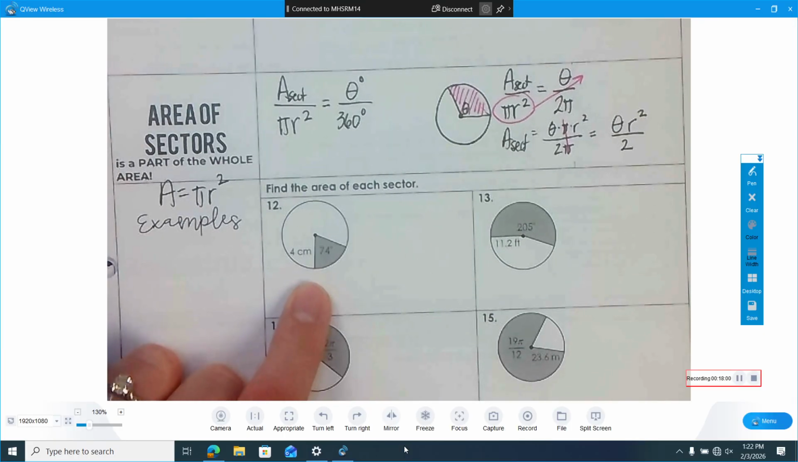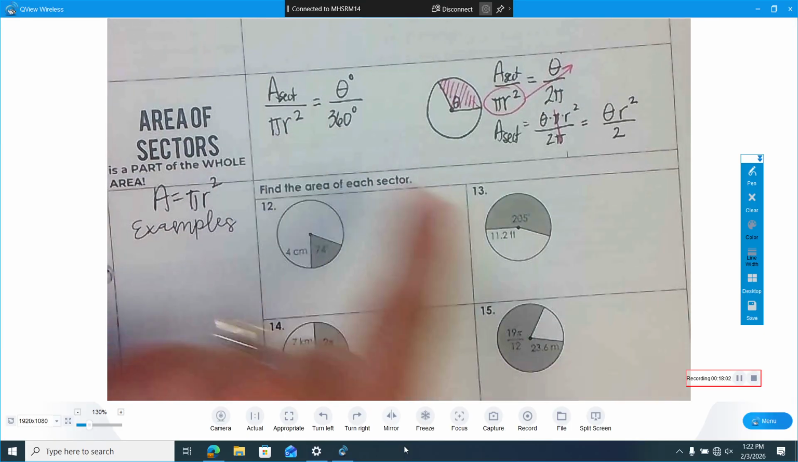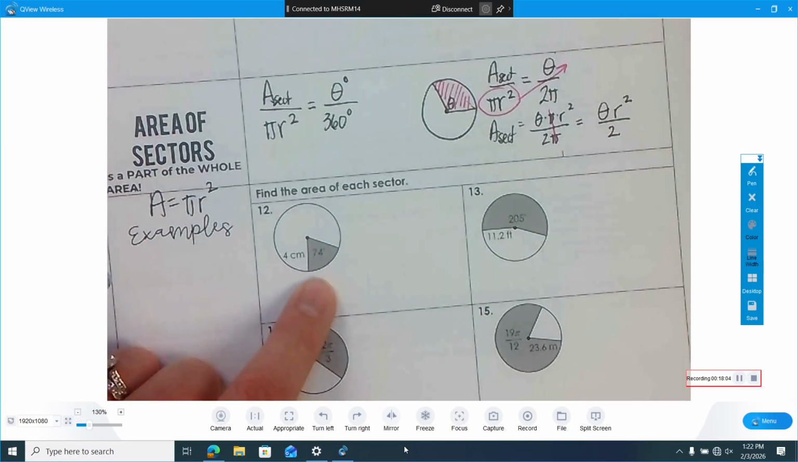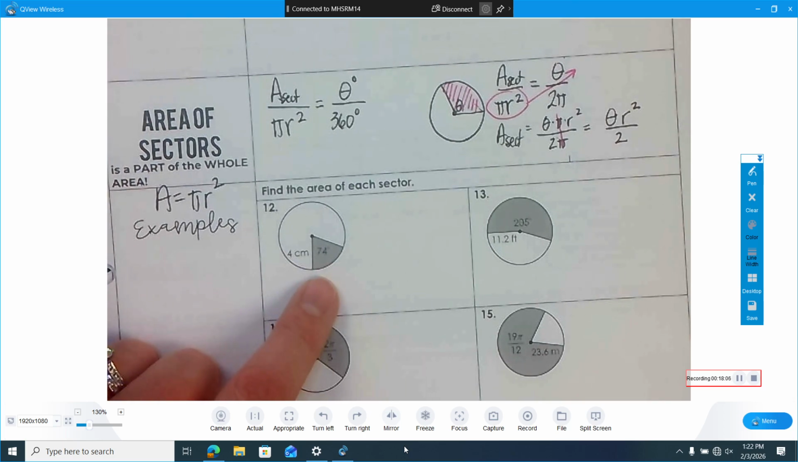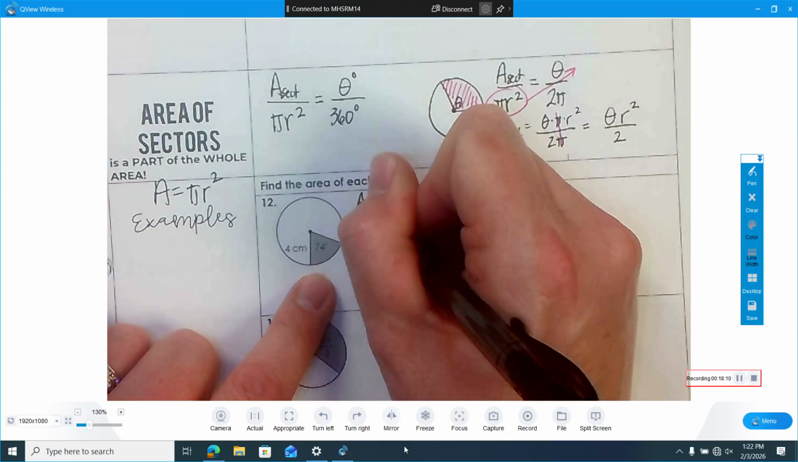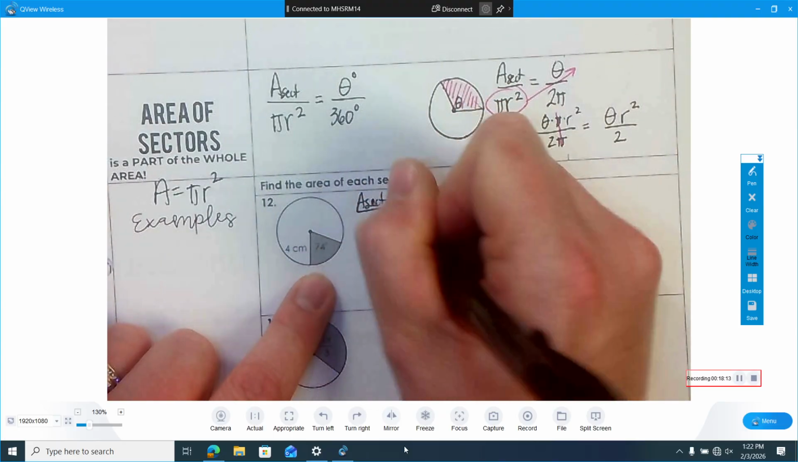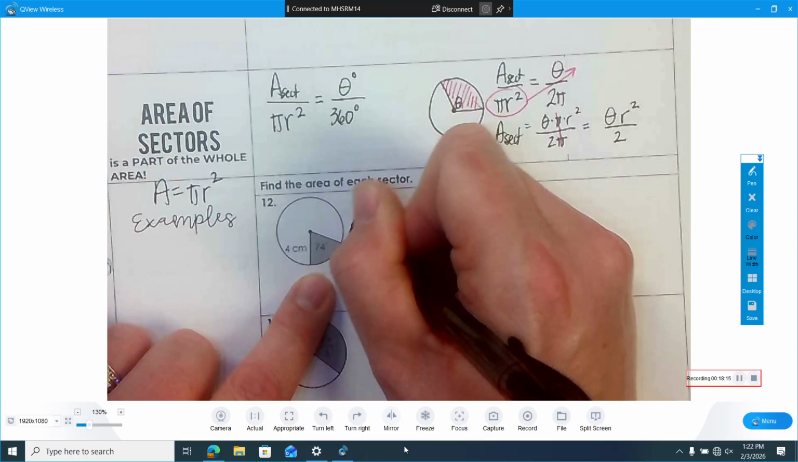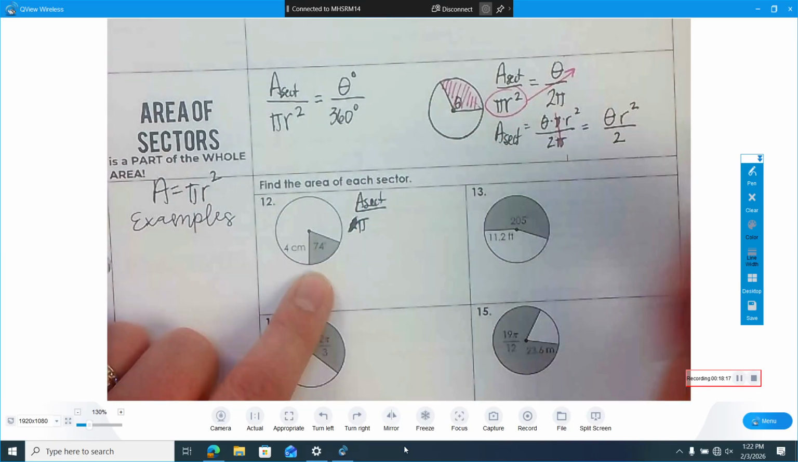Number 12, which setup do you want to do? The setup on the left or the left? Why did you choose left? Because it's degrees. Okay. So I want to find the area of the shaded sector. So the area of the sector over, sorry, not 2, pi r squared. What's our radius?